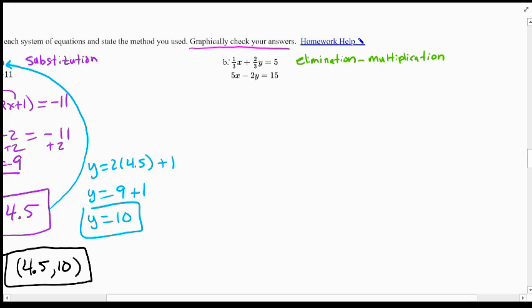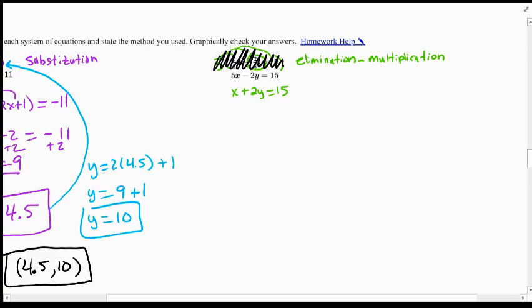So I'm really going to multiply this whole top equation by 3, because I see that when I do that, this 2/3 y, when I multiply it by 3, it becomes 2y, which will then eliminate the y's when I'm done. So I multiply the whole thing by 3, which leaves me with just x plus 2y equals 15. So that's the multiplication part. And now I'm going to use the elimination part by just adding these two functions together.